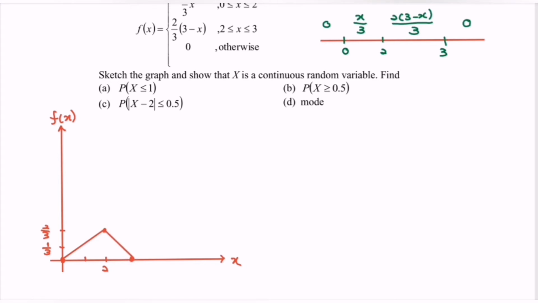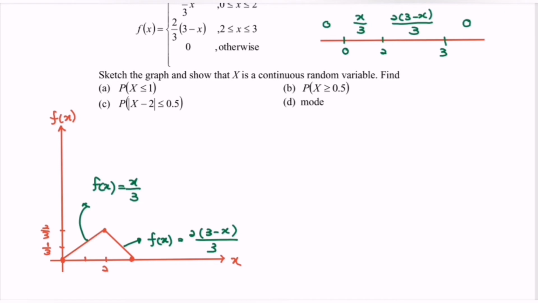So do remember to name the situation where we have in here fx is equals to 2 multiplied with 3 minus x over 3. Whereas for this part, where we have fx is equals to x over 3. So here will be the graph for the probability density function.